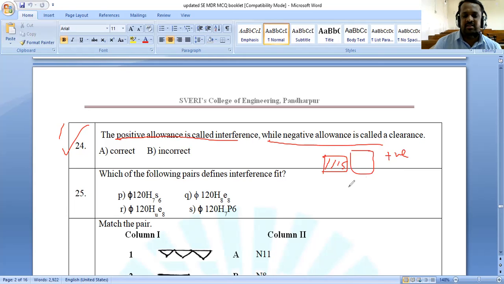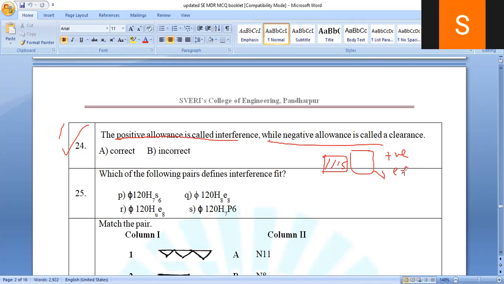No? Yes. बरोबर का? म्हणजे this is the clearance bit, आणि interference मध्ये vice versa. म्हणजे it is correct, बरोबर आहे? समजले का हे concept समजले? Already that concept I have explained during the allowance: what is the positive allowance and what is the negative allowance?